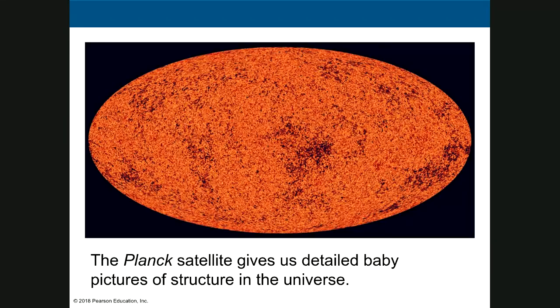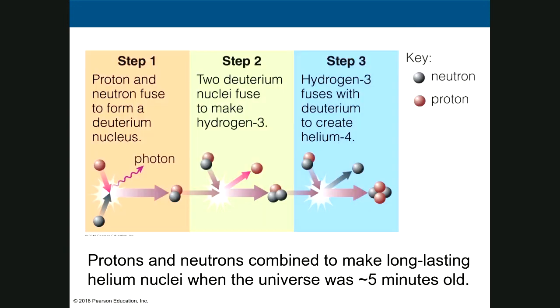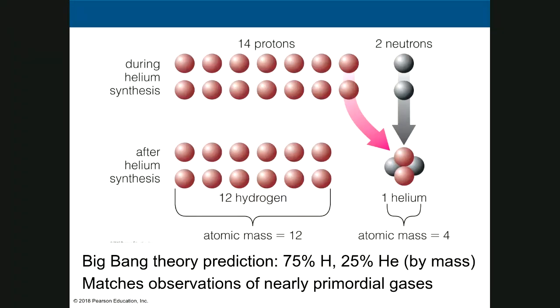We'll look at that a little more in a little bit. So the Big Bang Theory predicts that there should be about one helium for every four hydrogens, or that the universe should be about 75% hydrogen, 25% helium. And you'll notice if you count, after helium synthesis, you get this much left, and we can see that analysis of intergalactic space and large-scale structure of the universe will give a spectra that indicates that that is the correct distribution of atoms. So we already saw how that happens, and we have the result right here, 75% hydrogen, 25% helium. And it matches these observations of nearly primordial gases or early gases.